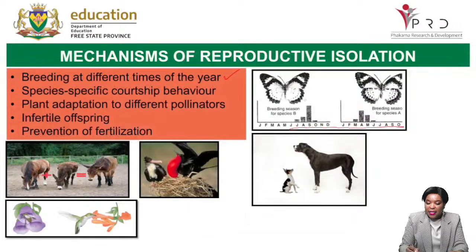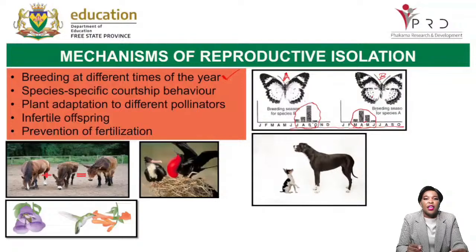two species of the butterflies here, you can see that this one is reproducing during which months? July, August, September, October. But this second butterfly, when? March, April, May, June. This is the time when they are able to reproduce. So their times are not the same. So how can butterfly A be able to reproduce with butterfly B when their times are not the same? So the first one, it says breeding at different times of the year. That will isolate the organisms from being able to interbreed.